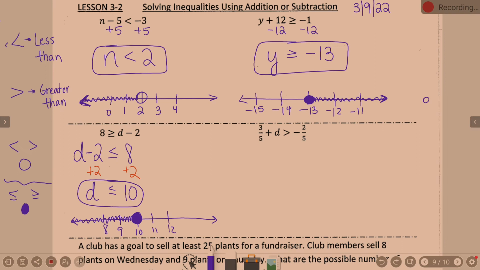Okay, one more regular example. Well, I say regular, but it has fractions. Still, make sure you stay with me.